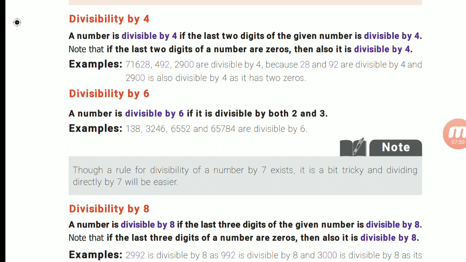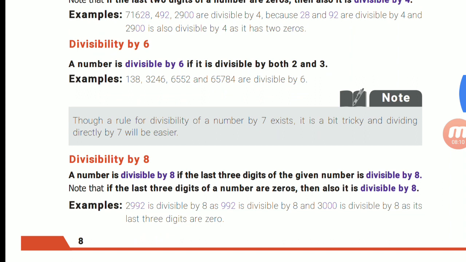Okay, so let's take an example. 138. The last digit is 8, so it is divisible by 2. 1 plus 3 is 4, 4 plus 8 is 12. 1 plus 2 is 3, so 3 is divisible by 3. So 138 is divisible by both 2 and 3, so the number is also divisible by 6.